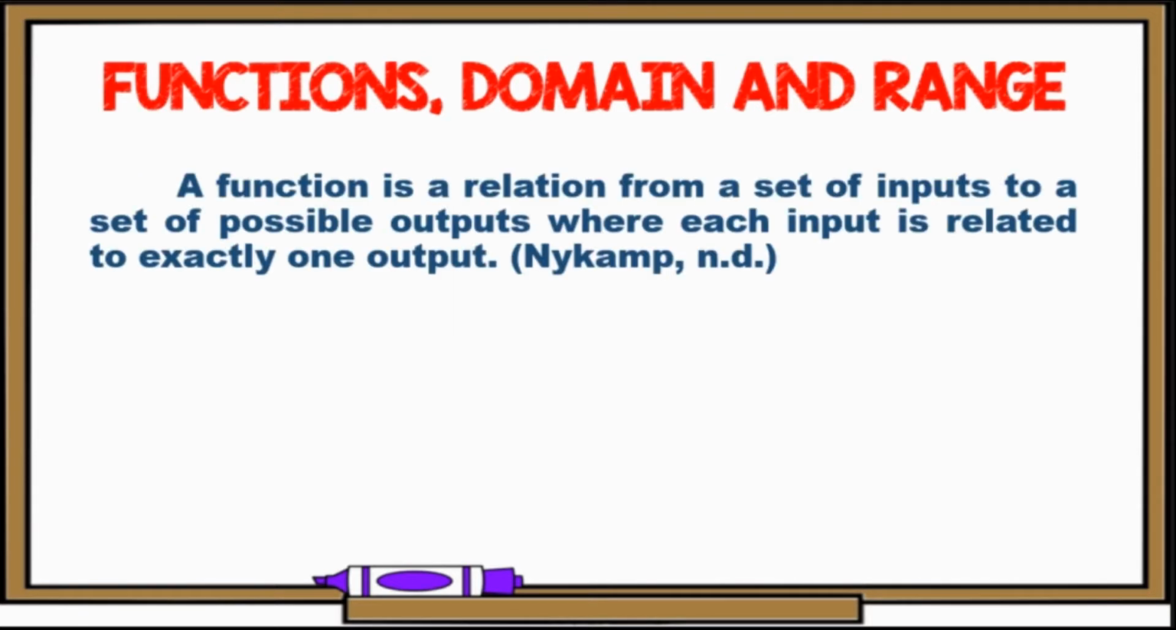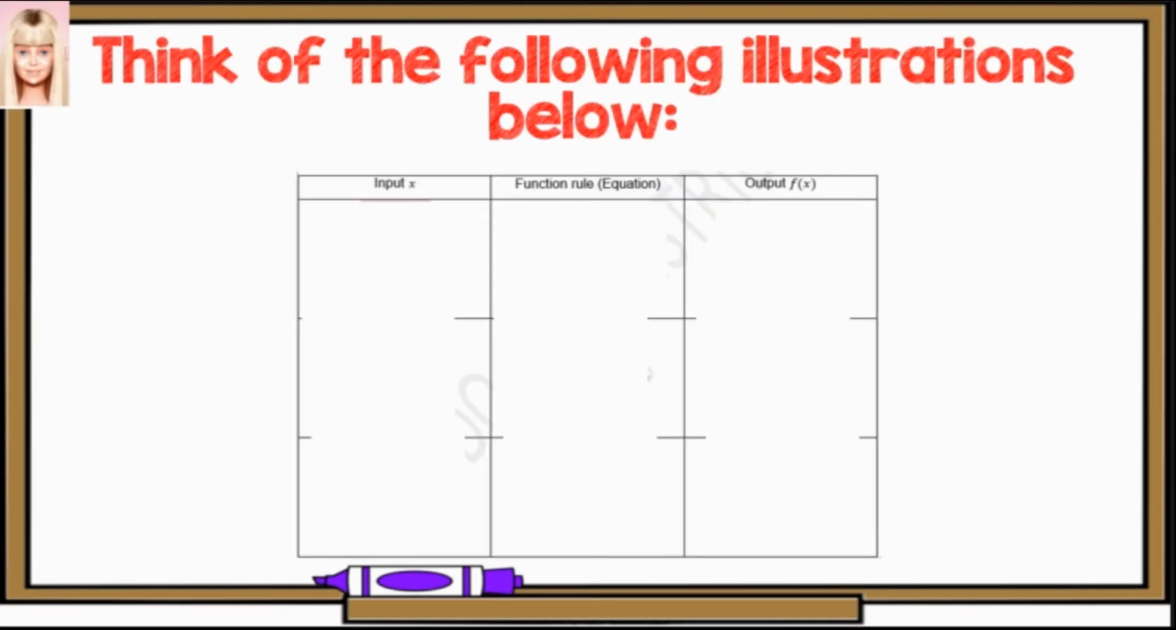So let's start. A function is a relation from a set of inputs to a set of possible outputs, where each input is related to exactly one output. Think of the following illustrations below. We have the set of input for x on the first column, the function rule in the middle, and the output on the last. What can you see in the picture here?